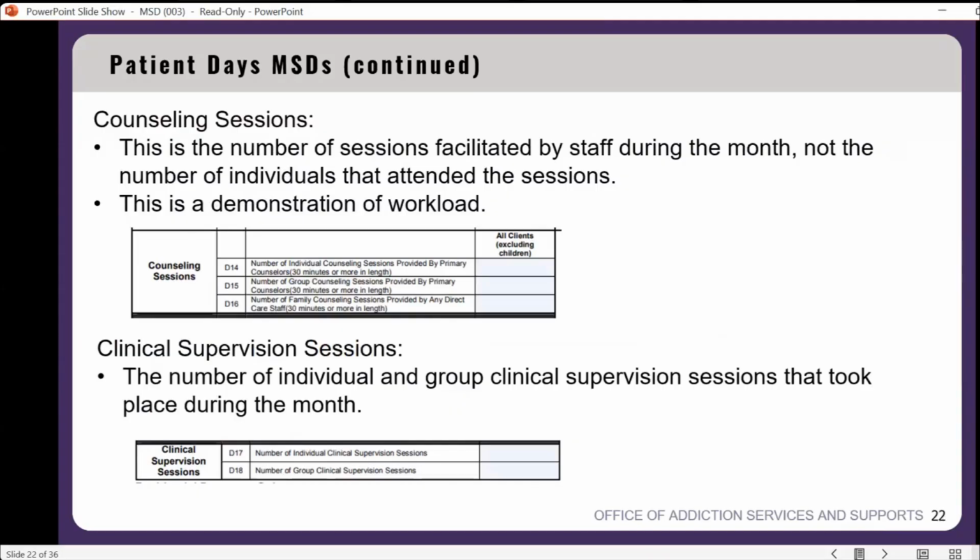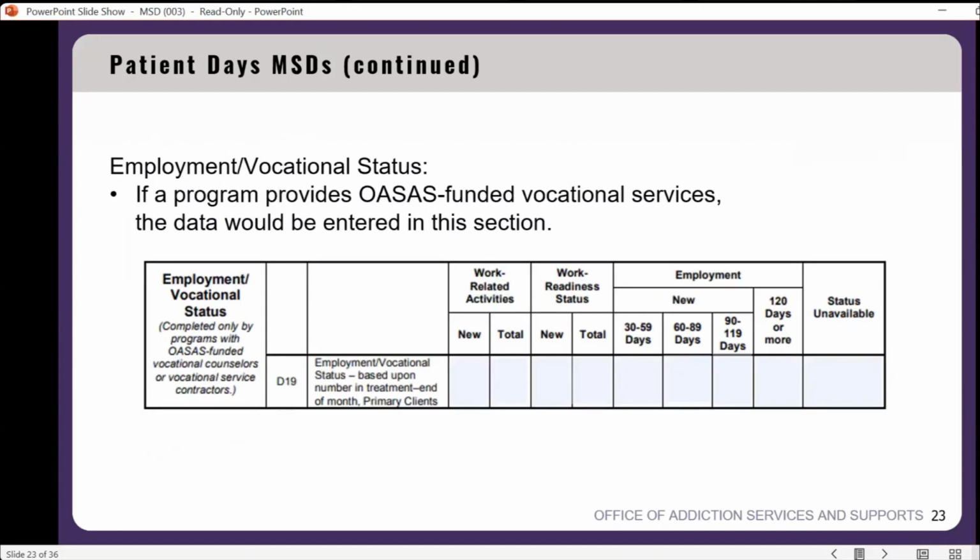Counseling sessions. This is the number of sessions facilitated by staff during the month, not the number of individuals that attend the sessions. This is a demonstration of workload. Clinical supervision sessions. The number of individual and group clinical supervision sessions that took place during the month. Employment vocational status. If a program provides OASAS-funded vocational services, the data would be entered in this section below.